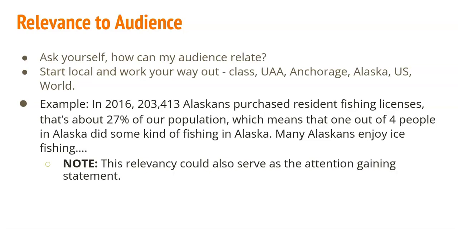So as an example, in 2016, 203,413 Alaskans purchased resident fishing licenses. That's about 27% of our population, which means that 1 out of 4 people in Alaska did some kind of fishing in Alaska. Many Alaskans enjoy ice fishing. So the relevancy for this is looking at Alaskans, resident Alaskans. So we all are living here currently. You may not all be Alaska residents, but we're all living in Alaska at this moment. So that's how I built the relevancy.